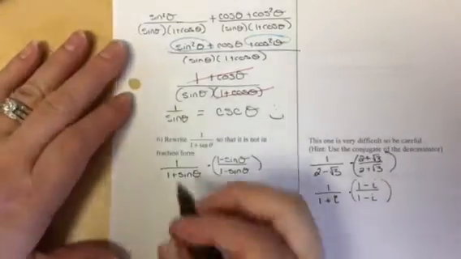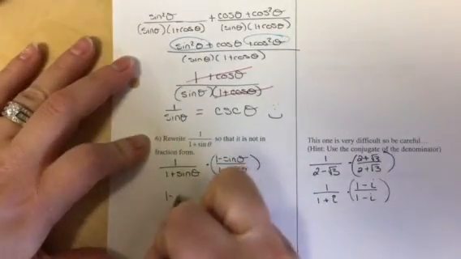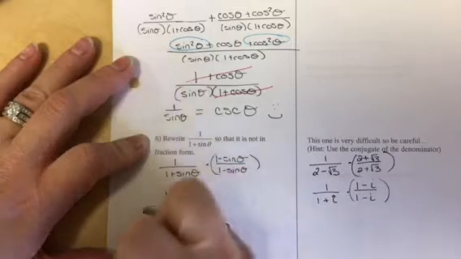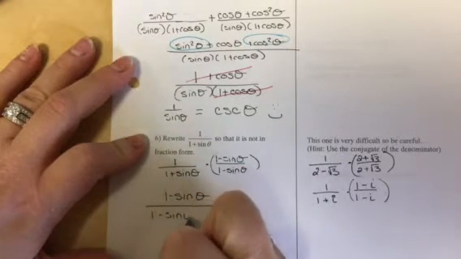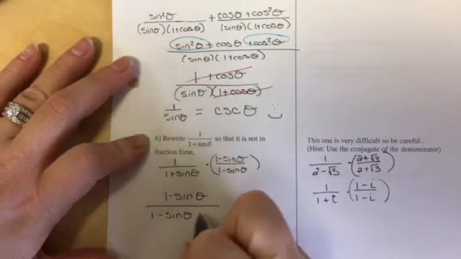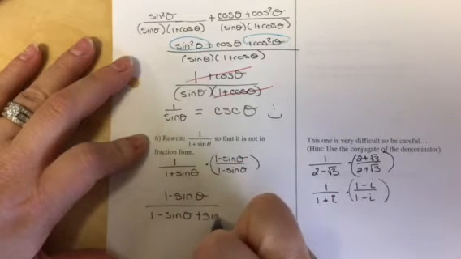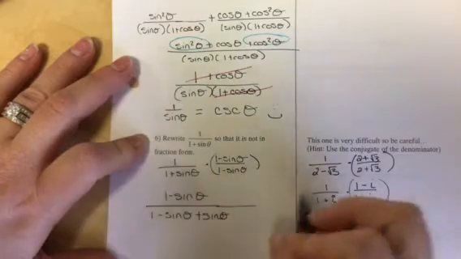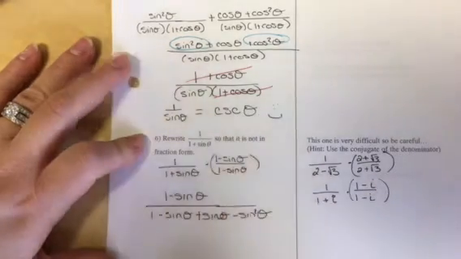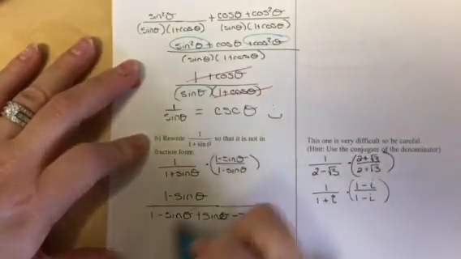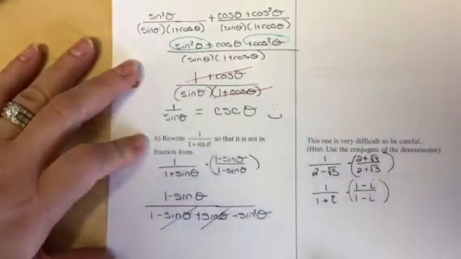Okay, so let's see if we did this right. So we're going to FOIL the top and get 1 minus sine theta. On the bottom, 1 times 1 is 1. 1 times negative sine is negative sine theta. Positive sine times 1 is positive sine theta. Negative sine times positive sine is going to be a negative sine squared theta. The beauty of the conjugate is that this gets to go away.